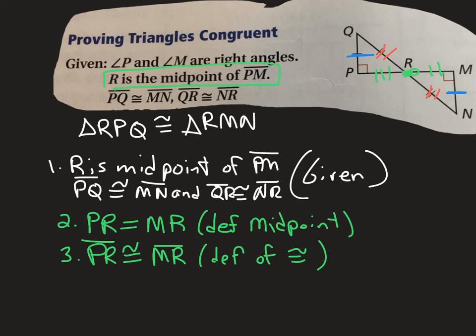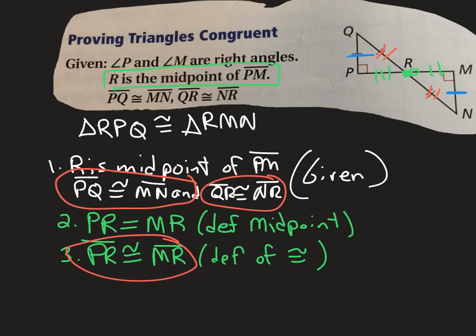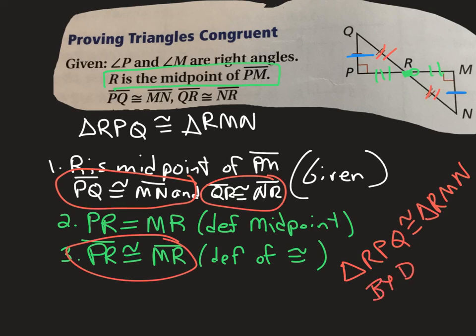We have the fact that PQ is congruent to MN, PR is congruent to MR, and QR is congruent to NR. Those are the 3 things we needed to show. So based on this information and the information on the previous slide where we showed the angles are congruent, we're going to say triangle RPQ is congruent to triangle RMN. And the reason is by definition of congruent triangles.